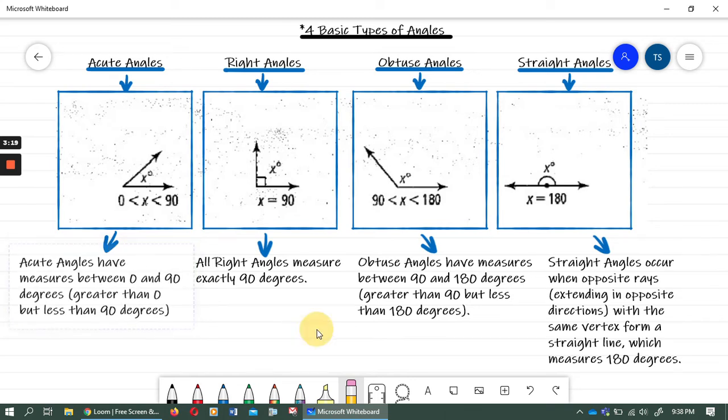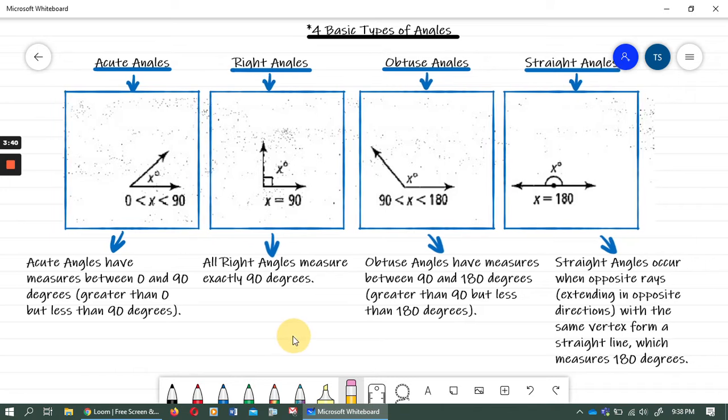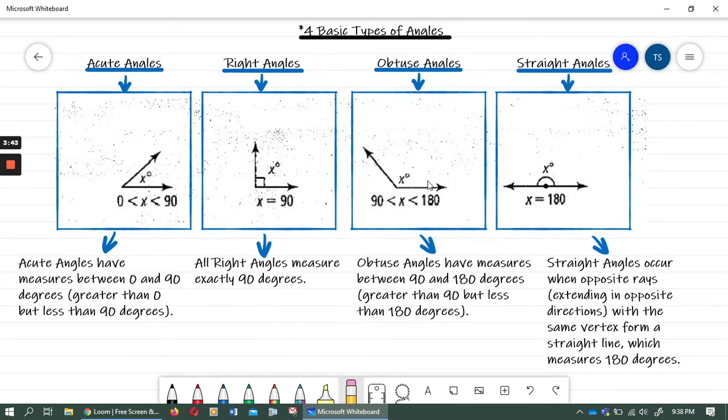Then we've got right angles. Right angles are angles that measure exactly 90 degrees. All right angles measure exactly 90 degrees. Next, we've got obtuse angles. These are angles that have measures between 90 and 180 degrees, so the measures for obtuse angles will be greater than 90, but less than 180 degrees.